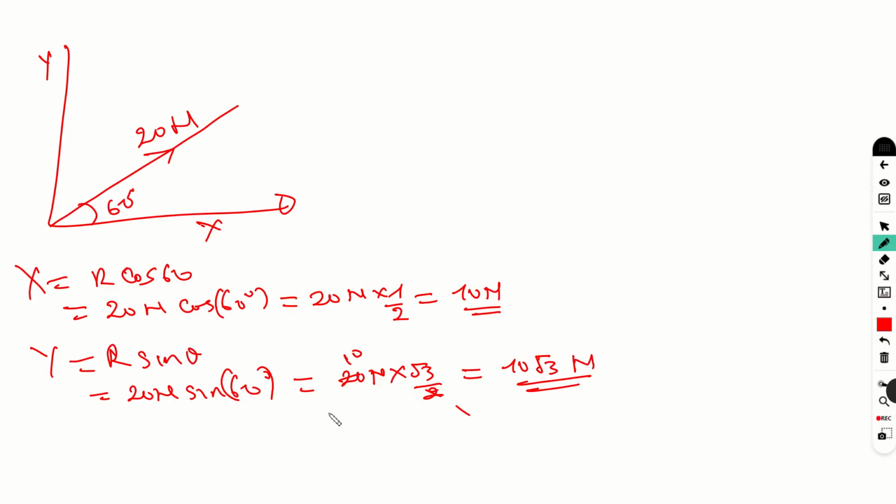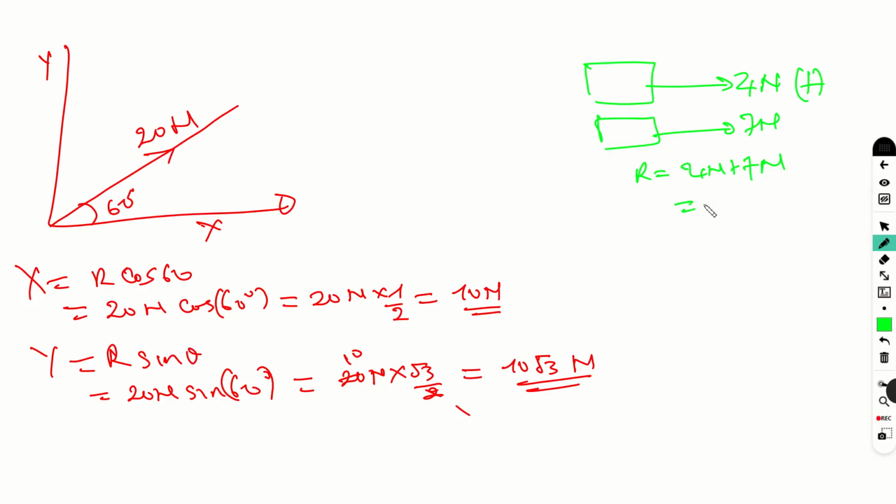Now, in another case they give you something which is parallel. So we have two forces moving in this direction. This is 4 newtons. I have another force moving in this direction, that is 7 newtons. So you choose the direction positive. So R will be equal to 4 newtons plus 7 newtons, which will give you 11 newtons.